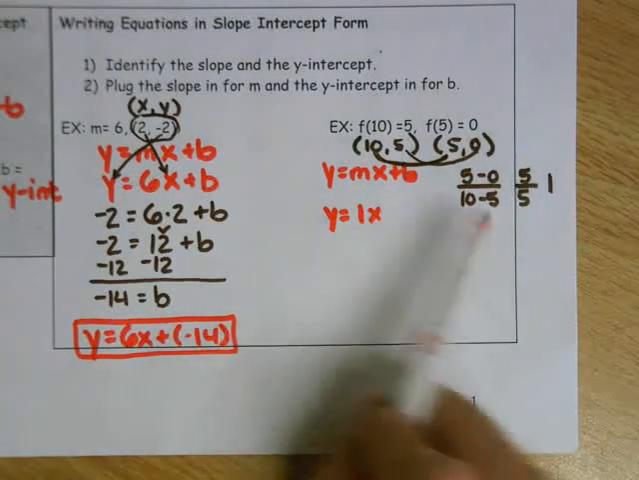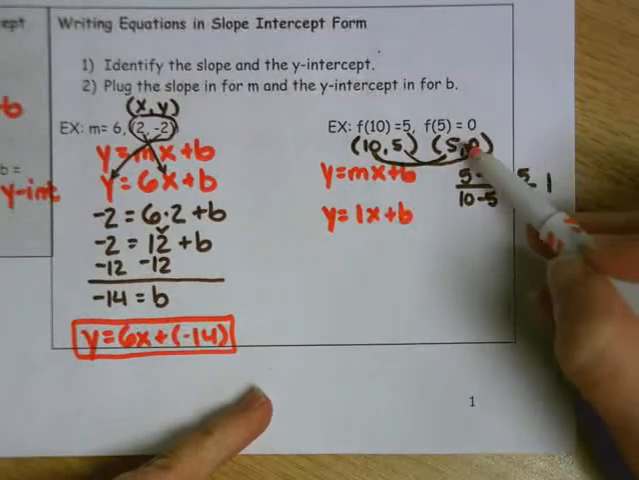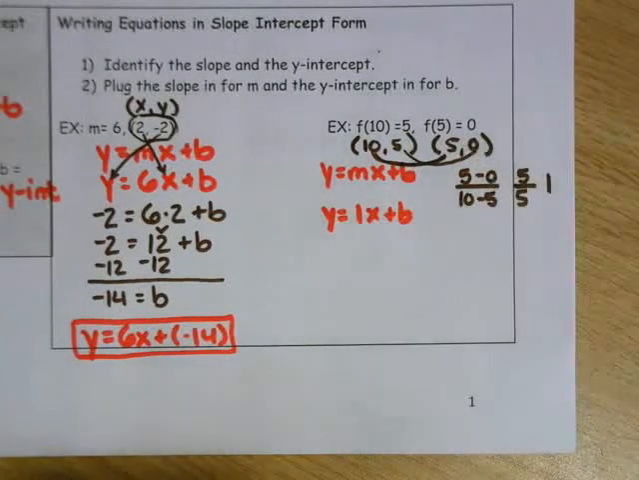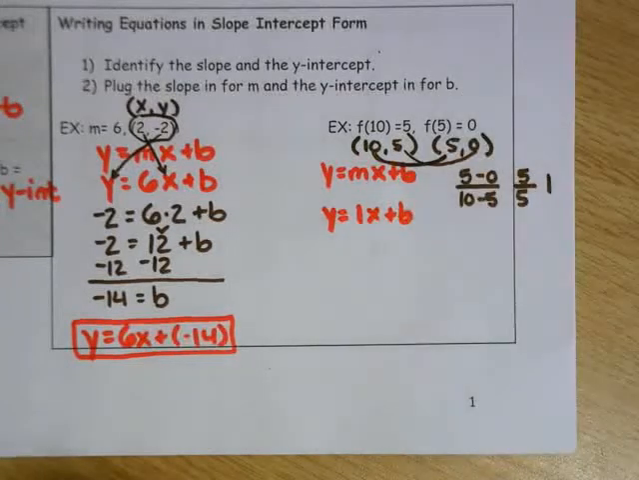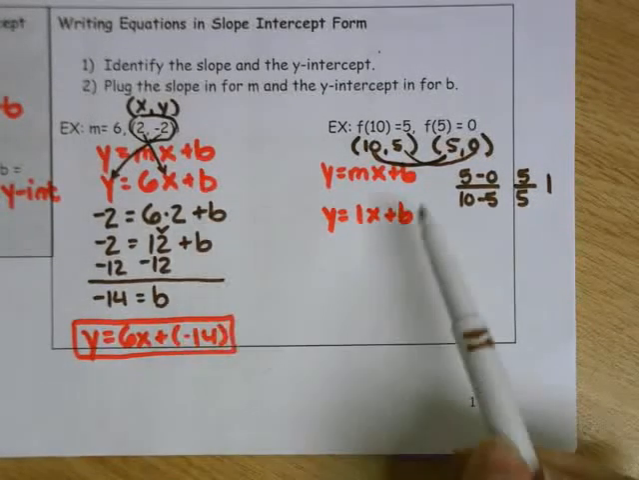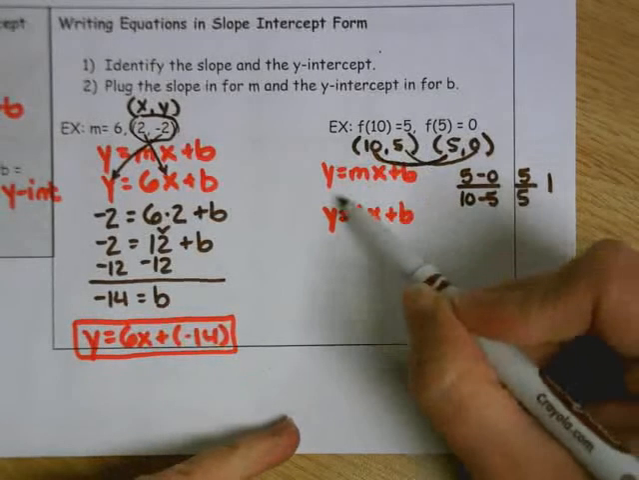Do we know 0, comma something where it hits the y-axis? No. 5, comma 0 would be side to side 5, up and down 0. That's an x-intercept. That's not a y-intercept. So we don't know the y-intercept yet. That means we've got to do the same thing as last time. We've got to take one of these x's and y's and plug them in right here.